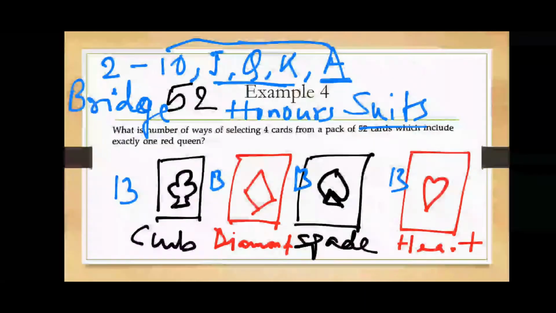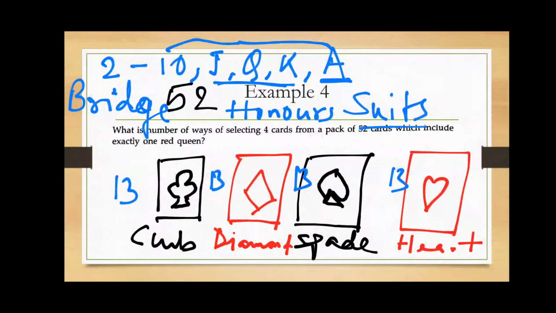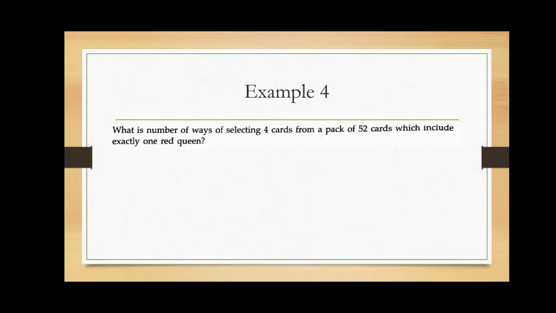Fine, so that's the trivia about your cards. If you know, it's very good. If you don't, you just learned it now. Now let us go back to the question. The question says, what is the number of ways of selecting 4 cards from a pack of 52 cards which include exactly one red queen?